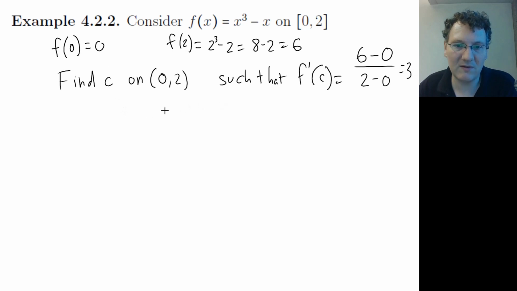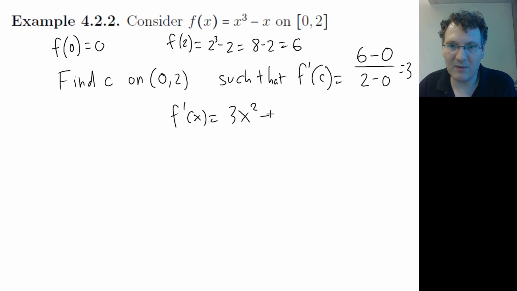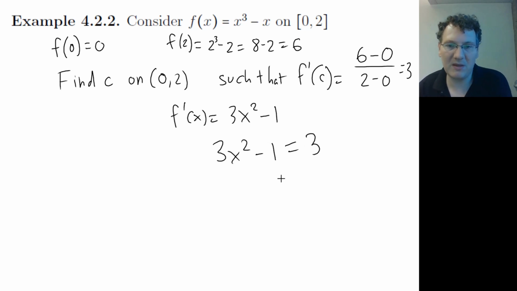So the derivative, we can find that, f prime of x is 3x squared minus 1, and we're going to set 3x squared minus 1 equal to 3 and try to figure out what c might be. It turns out we can, if we subtract, well, let's see, we can add the 1 to both sides.